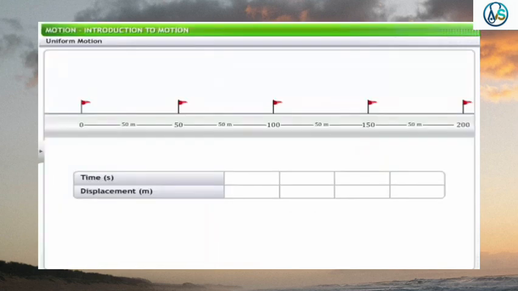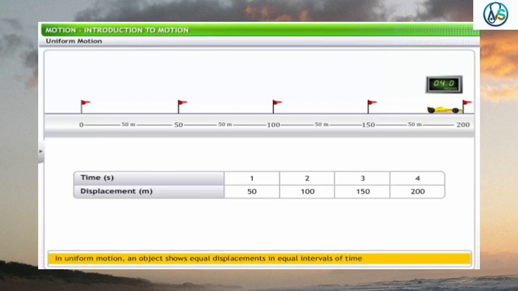When an object is in motion, its motion may or may not be consistent all through its journey until it comes to rest again. Let us observe the yellow car in the race. What do we see? The car moves 50 meters every second continuously. Thus, for each second, if we note down how far the car has moved from the starting line, we see that the displacement during any 2 consecutive seconds is the same. This car is in uniform motion. An object is said to be in uniform motion if it shows equal displacements in equal intervals of time, however small these intervals may be.